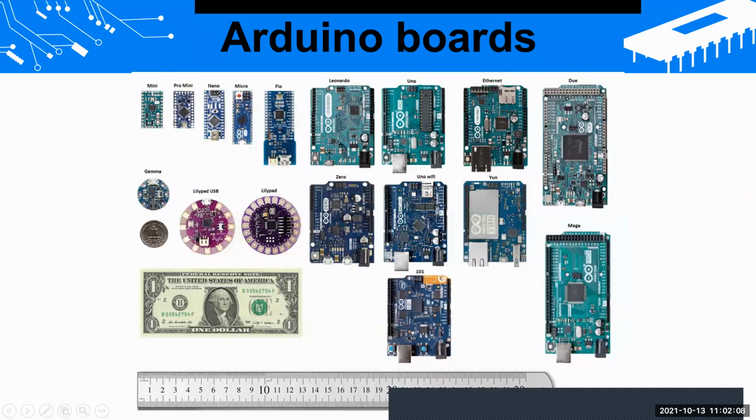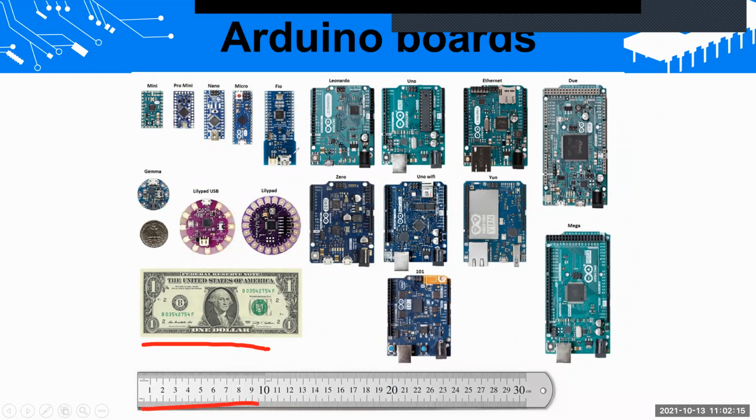You have this dollar bill and a ruler, so you can compare the sizes. Even in a small space like this, you can come up with your solution, your project. If you need to fly a drone or something, you can go for this kind of board. It's smaller and has less power consumption.